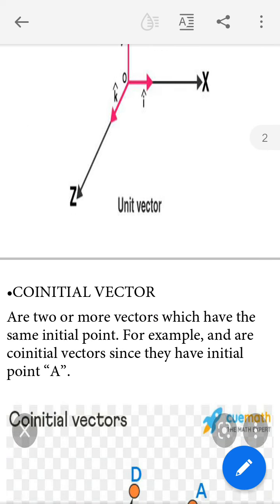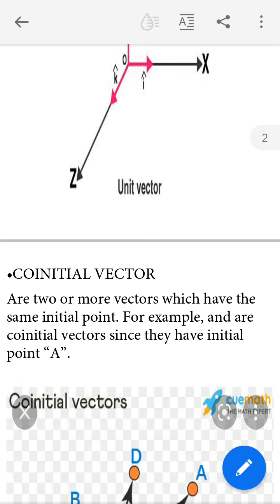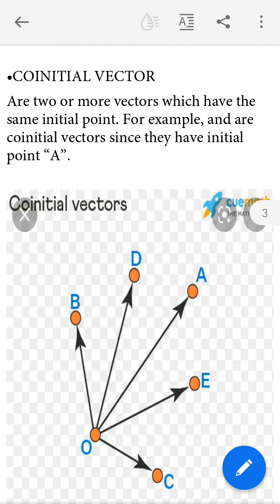Next is co-initial vectors. These are two or more vectors which have the same initial point. For example, a and b are co-initial vectors since they have the same initial point A. So here is an example of co-initial vectors, from initial point O to the direction of B and D, A and C.